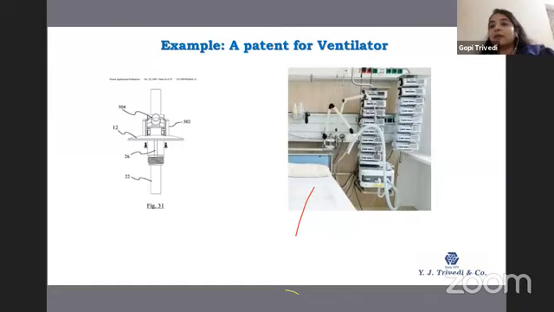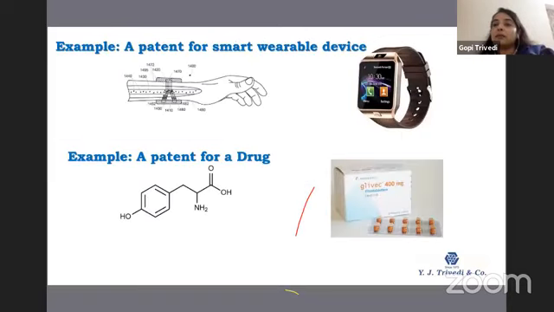So if I want to file an application for a ventilator, the image on my right hand side is the product, but the actual drawing would look like the image on my left hand side. If I'm using a wearable device, its drawing would look like this, with different parts numbered and labeled properly. If I have a drug, then I am supposed to provide the molecular representation of it, not the actual drug.